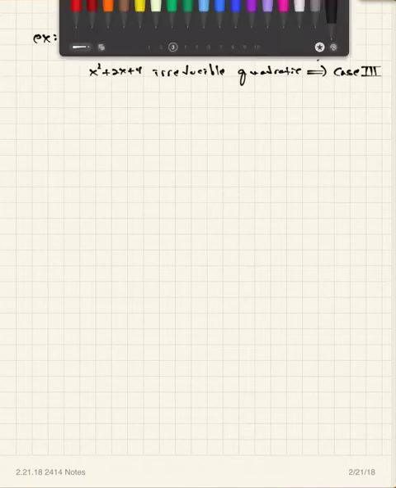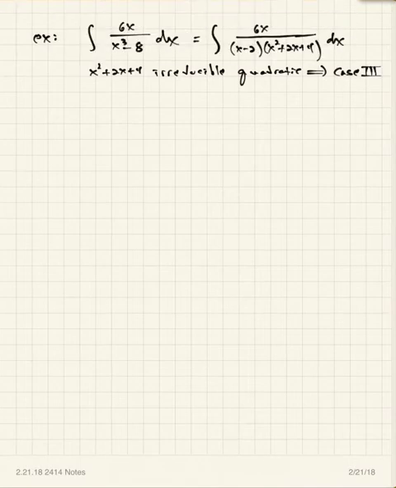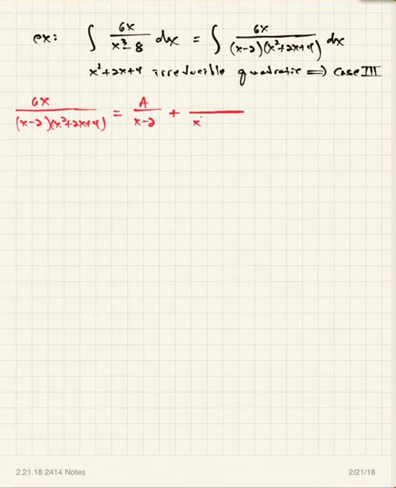All right, so we are ready to write this problem out and decompose. So you have 6x over x minus 2 times x squared plus 2x plus 4 is going to be equal to, we take care of the linear factor, so that would be a over x minus 2. And then we have this irreducible quadratic. So the second fraction is going to be over x squared plus 2x plus 4. But the numerator is going to be a linear factor. It's going to be bx plus c. Remember, if you have a quadratic factor in the denominator, the numerator needs to be a linear factor.